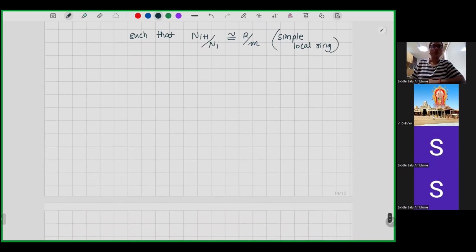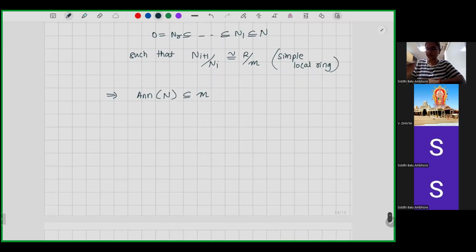Okay, so this implies that the annihilator of N is contained in M because of this first step, because N(i+1) quotiented by Ni is isomorphic to R mod M. Okay, so the associated primes of N are contained in M. But M is the only such ideal here. And minimal primes are a subset of associated primes, so we also have this. So this implies that the support of N has to be {M}, okay?